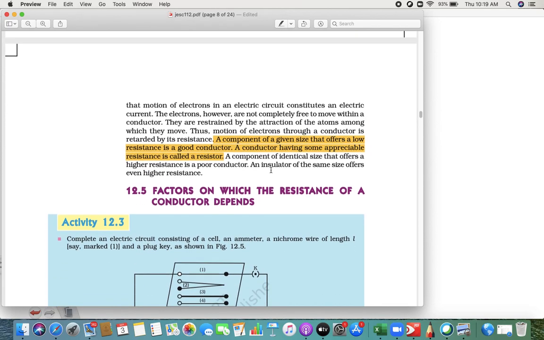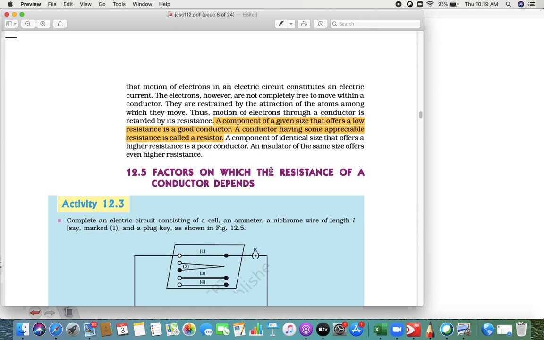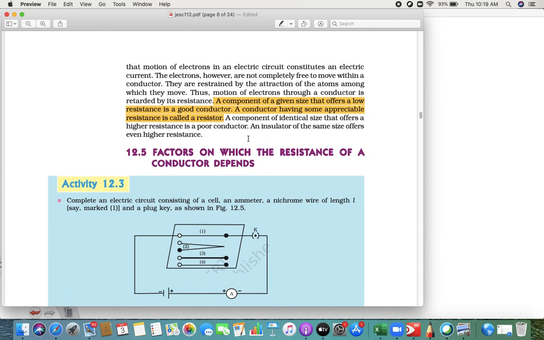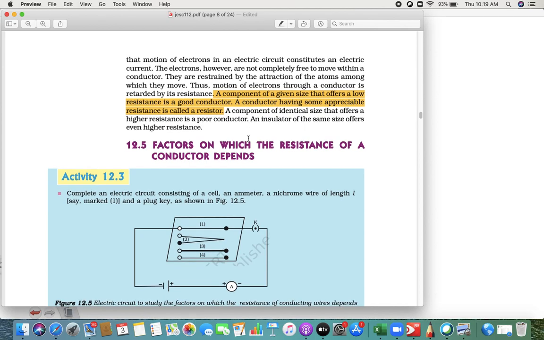A component of identical size that offers a higher resistance is a poor conductor, and insulators provide a very high resistance. This is a small thing you have to understand properly, and then you will get what they are trying to tell you.